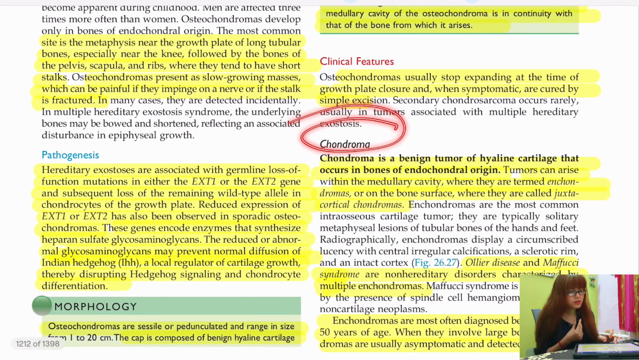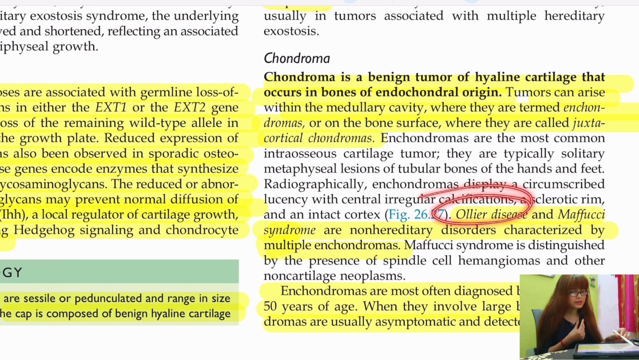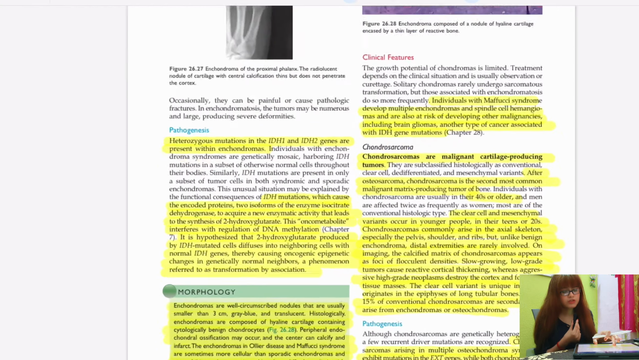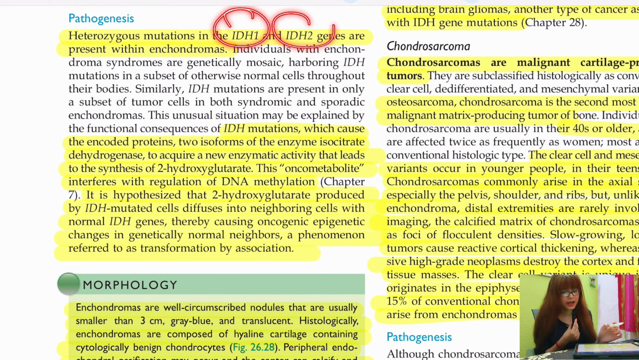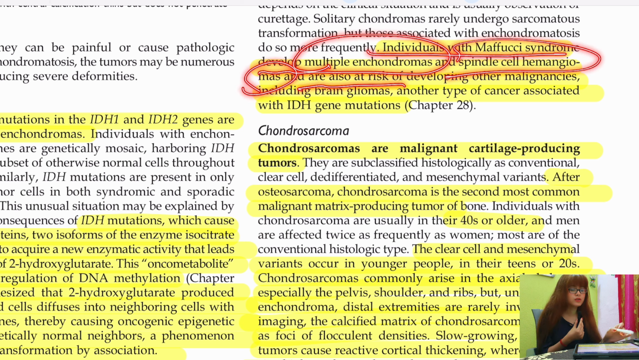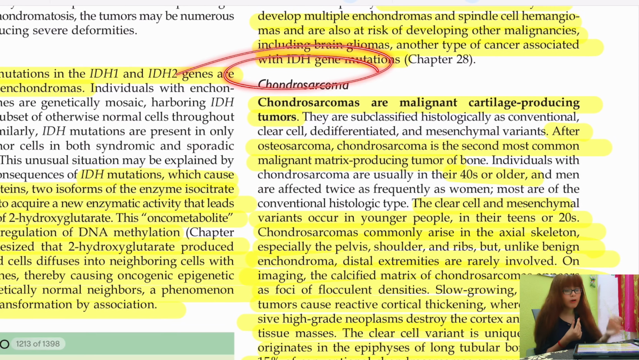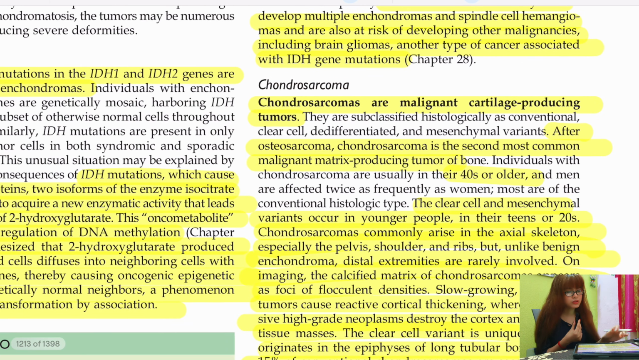Now chondroma, this is a benign tumor again. You can see that the Ollier's disease, the Maffucci syndromes are having multiple enchondromas. The mutations involved are the IDH1 and the IDH2. The individuals with Maffucci syndrome can develop multiple enchondromas and spindle cell hemangioma, and are also at risk of developing other malignancies. Important point. Chondrosarcoma, obviously malignant cartilage producing tumor.